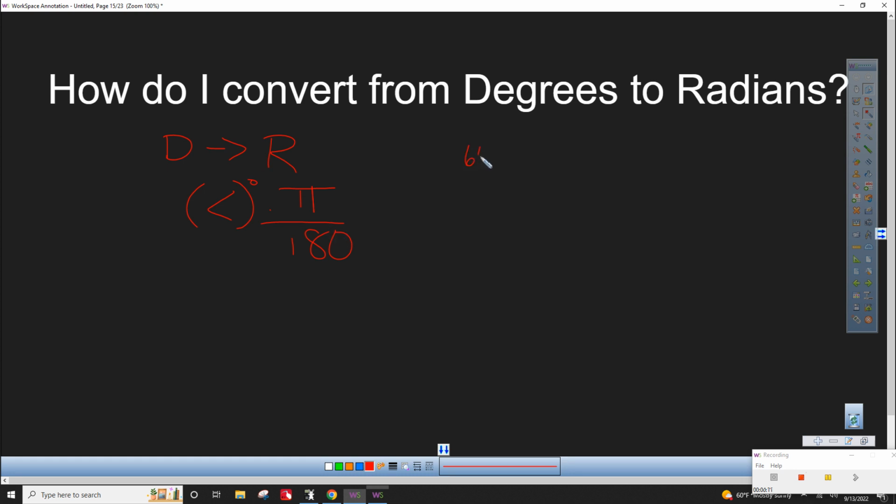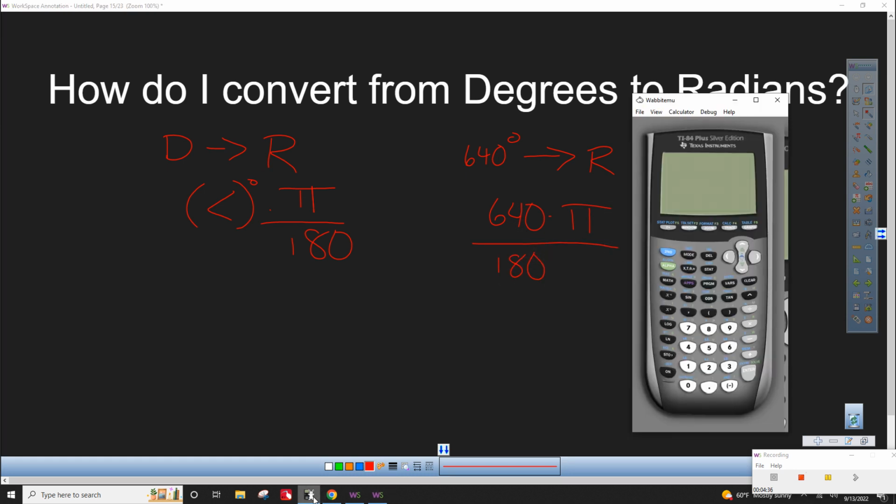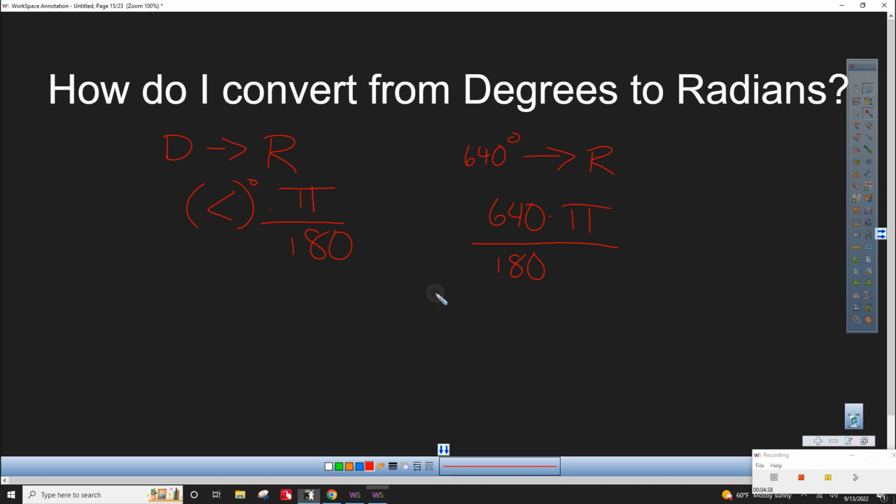So if you have 640 degrees and you want to turn that into radians, you do 640 times pi divided by 180. Now if you have trouble simplifying that, just go to your graphing calculator. Alpha y equals enter. Just do 640 on top, 180 on the bottom, enter, and there's 32 pi over 9. So 640 degrees is 32 pi over 9 radians.